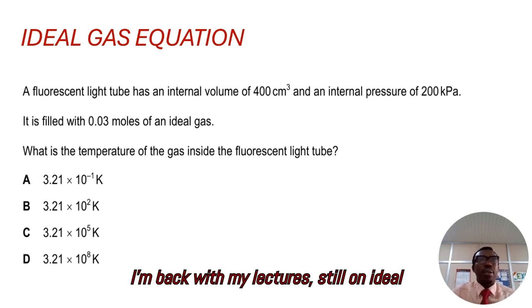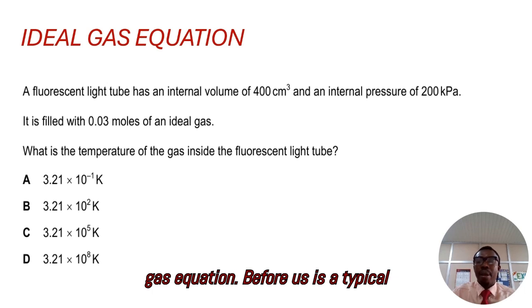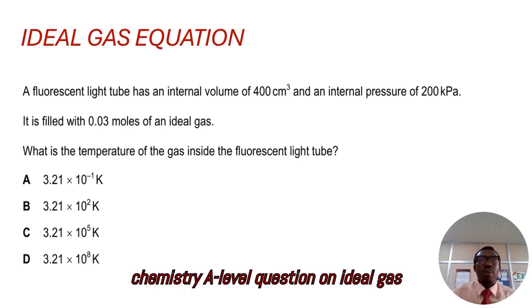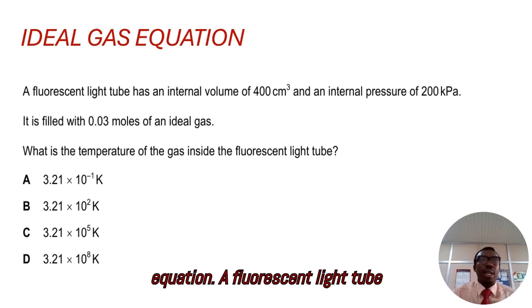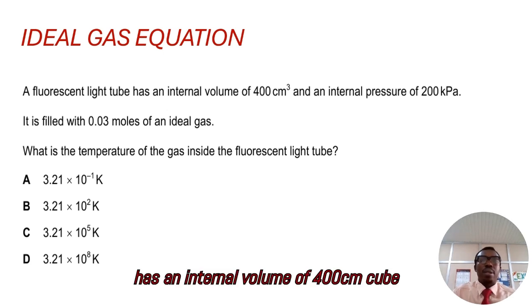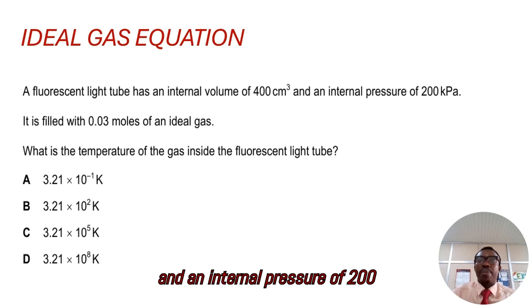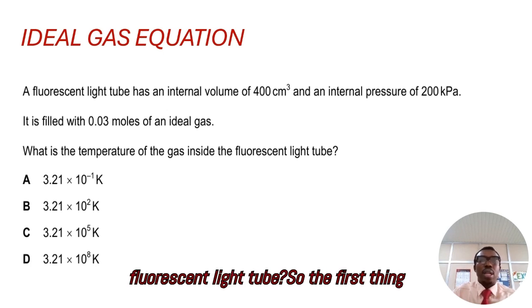I'm back with my lectures, still on ideal gas equation. Before us, a typical chemistry A-level question on ideal gas equation. A fluorescent light tube has an internal volume of 400 cm cube and an internal pressure of 200 kilopascal. It is filled with 0.03 moles of an ideal gas. What is the temperature of the gas inside the fluorescent light tube?